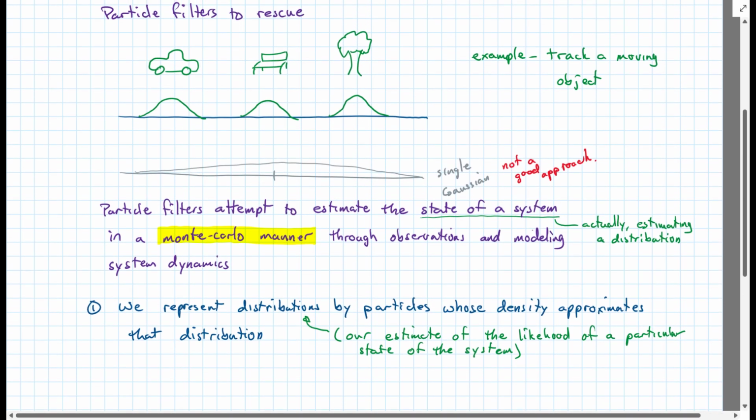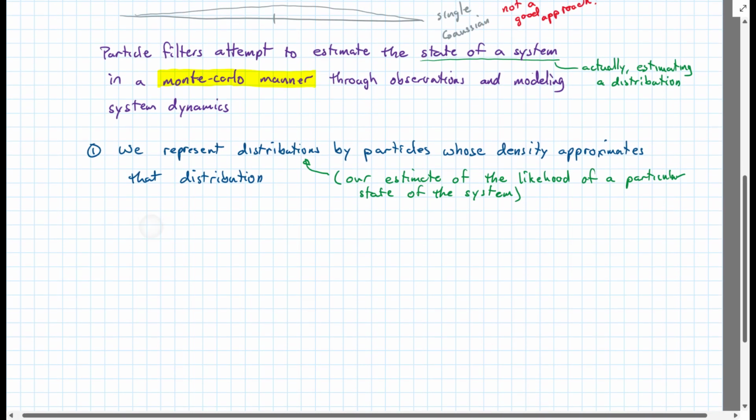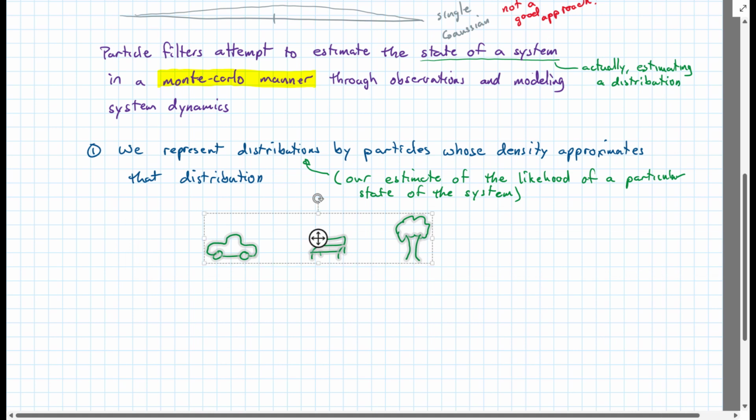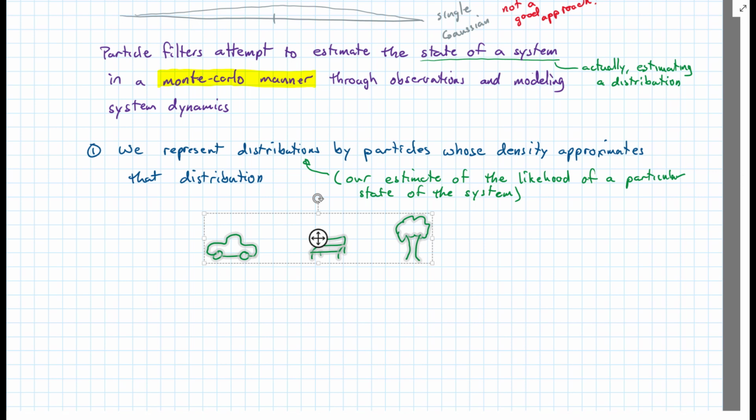So to use our previous example, we're going to start out before we make any measurements. We haven't done that yet. And we're going to have a distribution of particles like this. So this distribution before any observations is going to essentially be a uniform distribution, telling us that we have no idea where anything is.